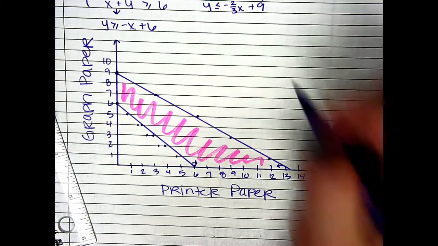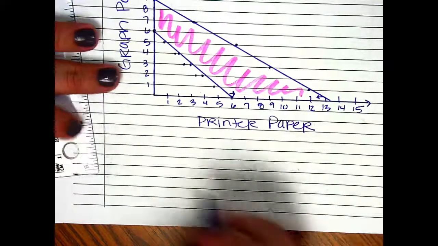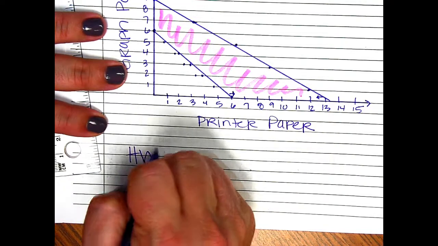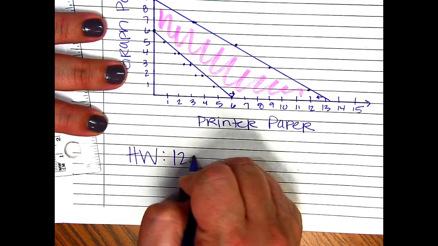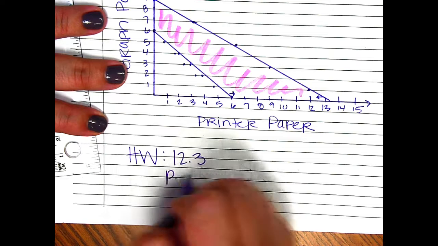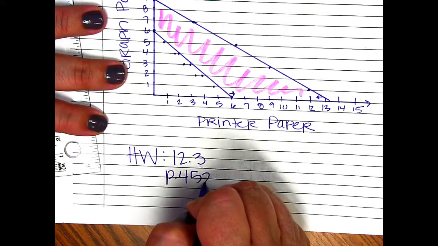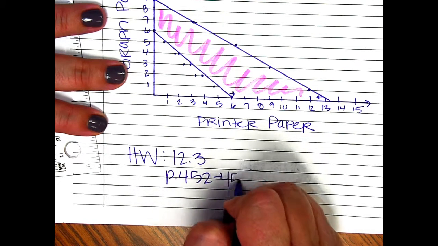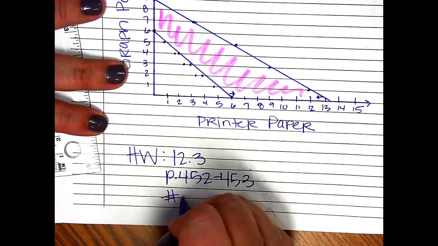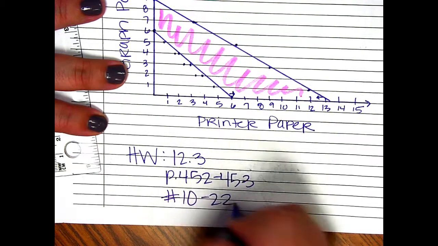All right, your homework for this lesson. This is 12.3. It's on pages 452 to 453, numbers 10 through 22 even.